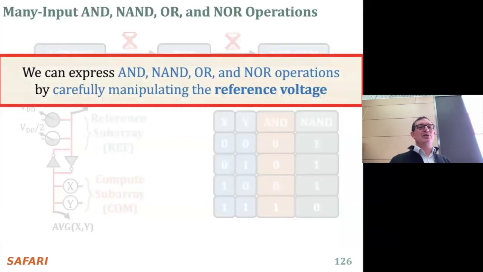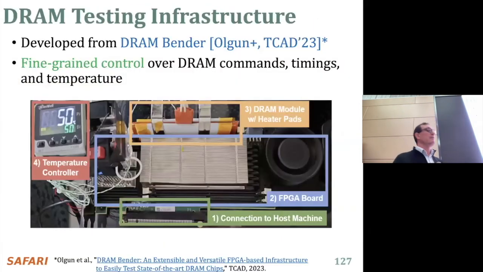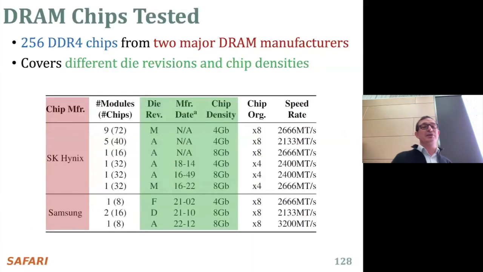Okay. So in the paper, we show how to do this carefully. We actually release all of our source code. People can replicate this. Please let us know if you're interested in doing more of this. So we tested this on real DRAM chips using our DRAM vendor infrastructure that enabled us to figure out a lot about the DRAM chips from major manufacturers.